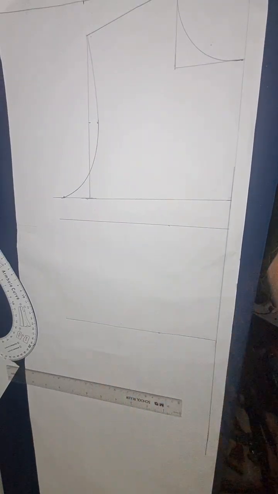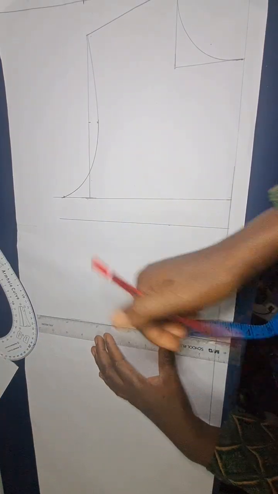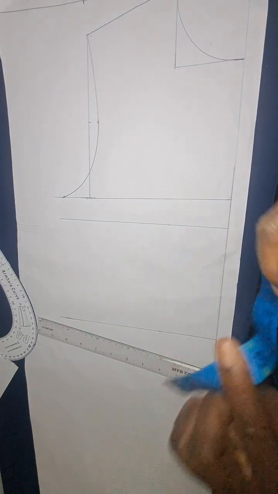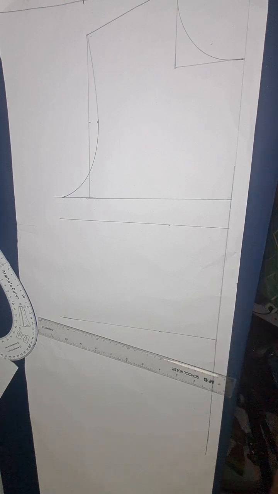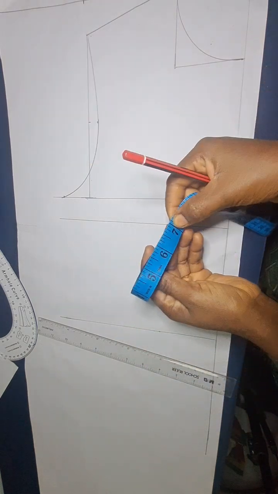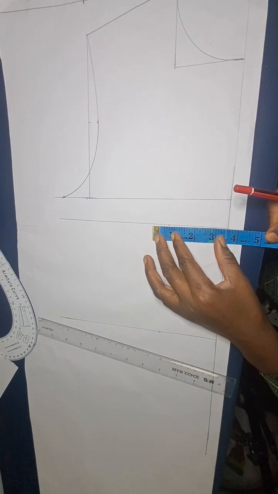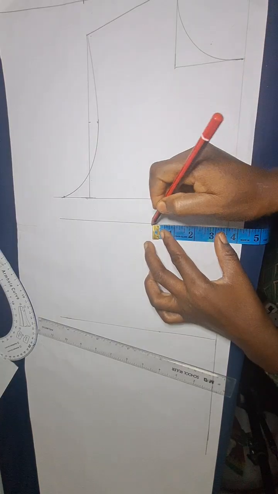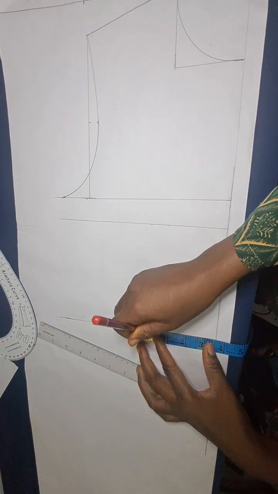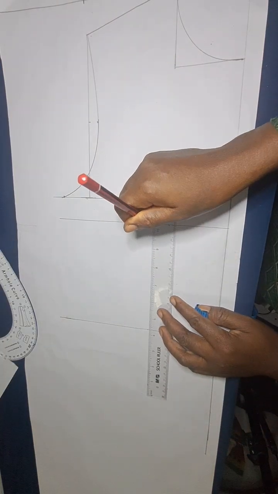Now to interpret my waist measurement. My apex to apex, that's my nipple to nipple measurement, is 7 inches. 7 divided by 2 is going to be 3.5 inches. So on my bust line, I'll mark 3.5 and I'll repeat the same line on the waistline. Now the bust line is serving as a guideline to bring out our dart.